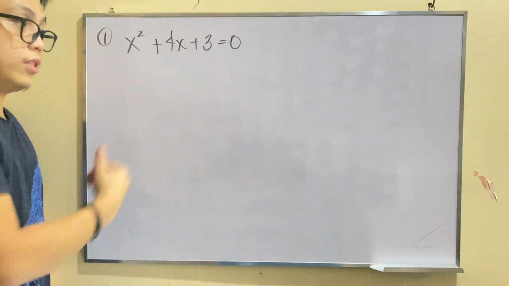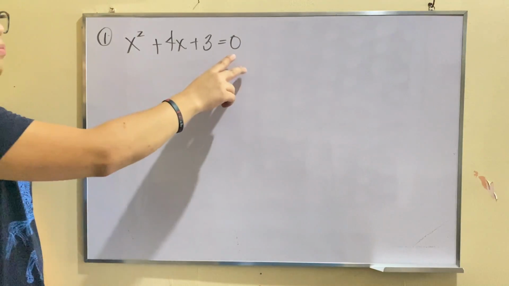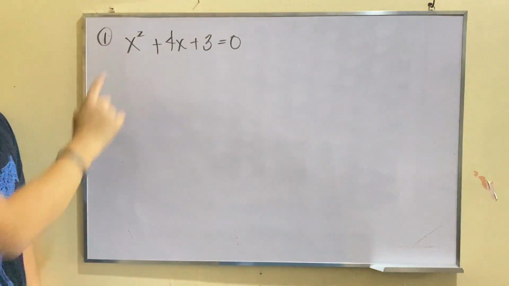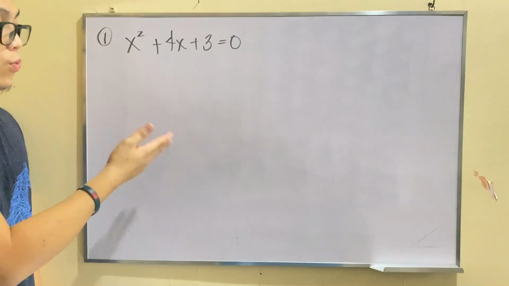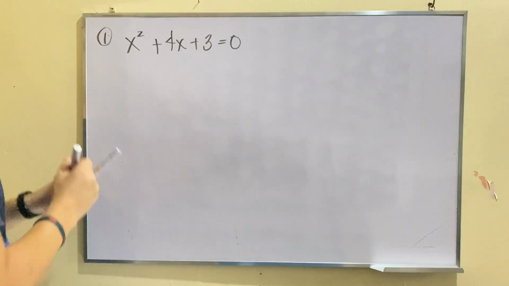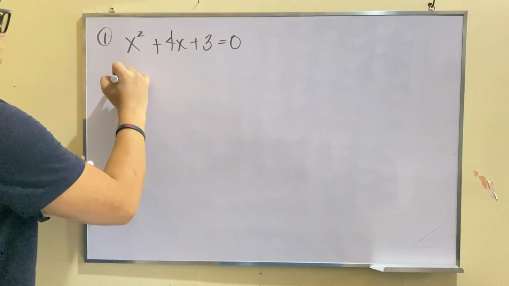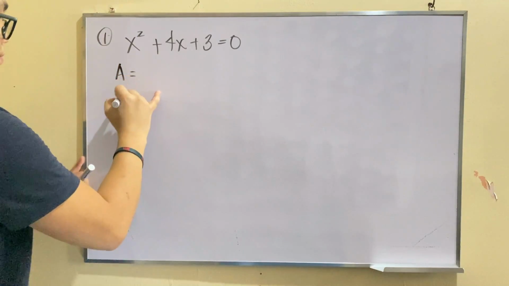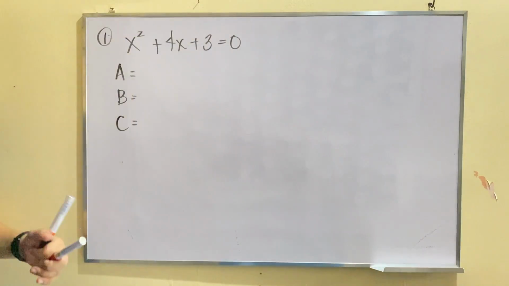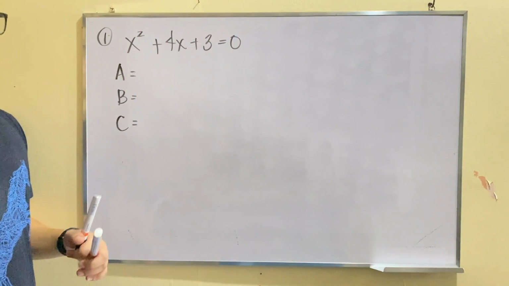Is it a quadratic equation? Of course, merong equal 0 and ang highest exponent ng isang variable is 2. So, we can call it as a quadratic equation. Then, hanapin naman natin kung ano ang value ni A, B, and C. Paano natin makukuha? Doon kanina sa general equation natin.